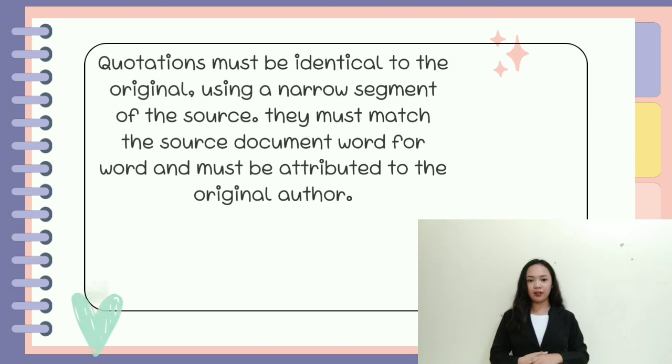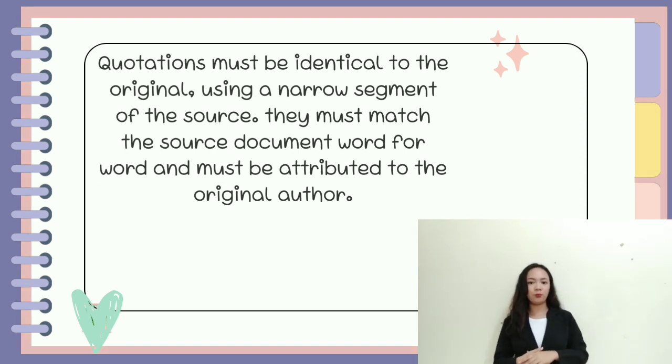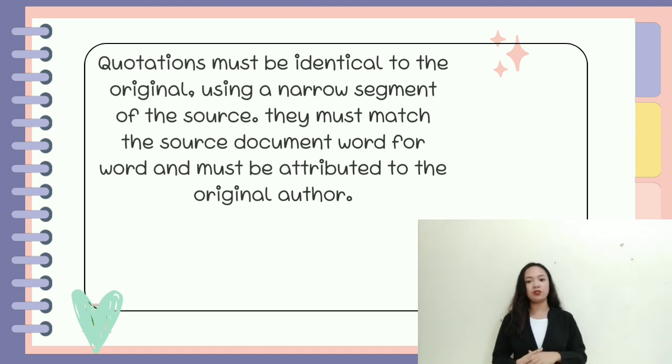Quotation must be identical to the original, using a narrow segment of the source. They must match the source document word for word and must be attributed to the original author. Quotation in research is somewhat similar to plagiarism. You take someone else's expressions, statements, and words, then you use them as your own. Usually, the difference is just that you put quotation marks or give acknowledgement to the original author. Basically, this is simply using another person's ideas, opinions, facts, and statements.